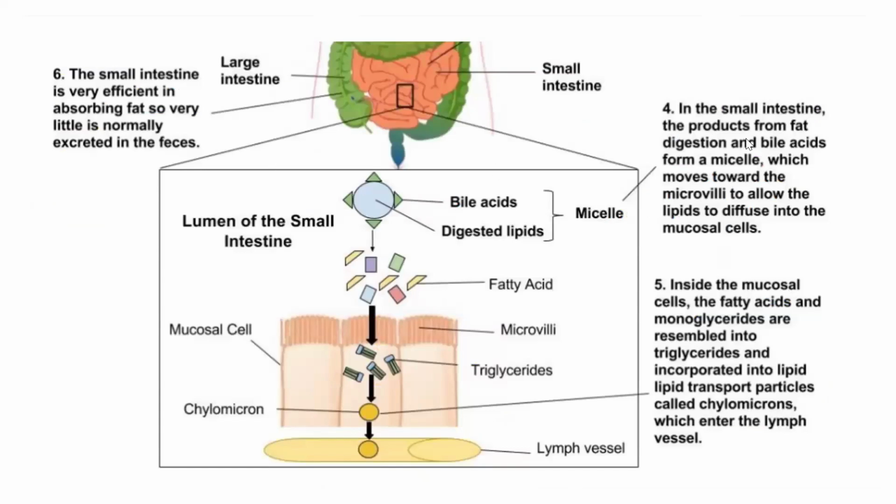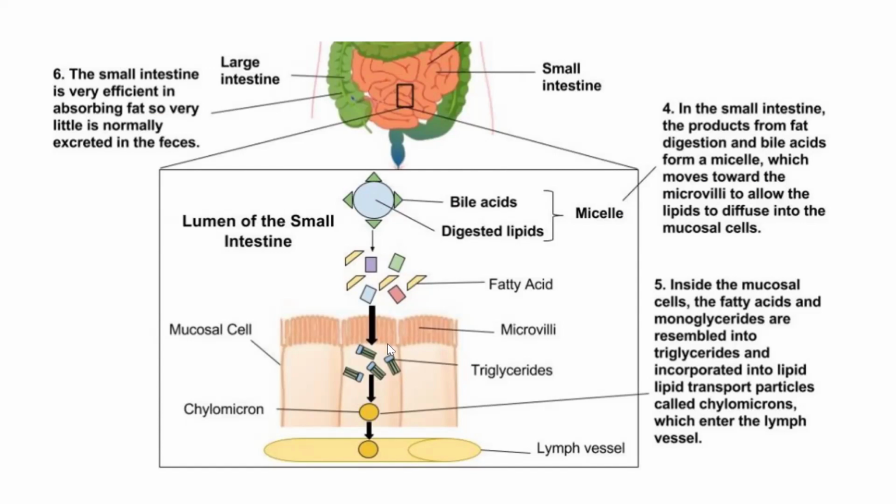Now let's look at what happens in lipid absorption. In the small intestine, the products from fat digestion and bile acid form a micelle, which moves toward the microvilli to allow the lipid to diffuse into the mucosal cells. So the bile acid and the digested lipids produce a mixed micelle in the lumen of the small intestine. Then the fatty acids and the digested products pass through the microvilli.